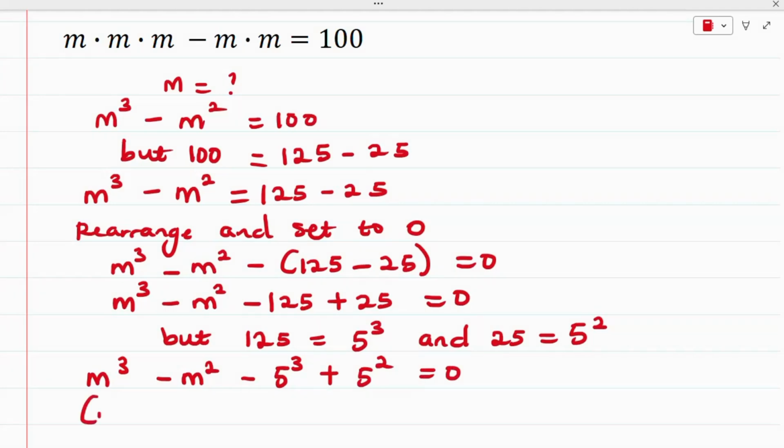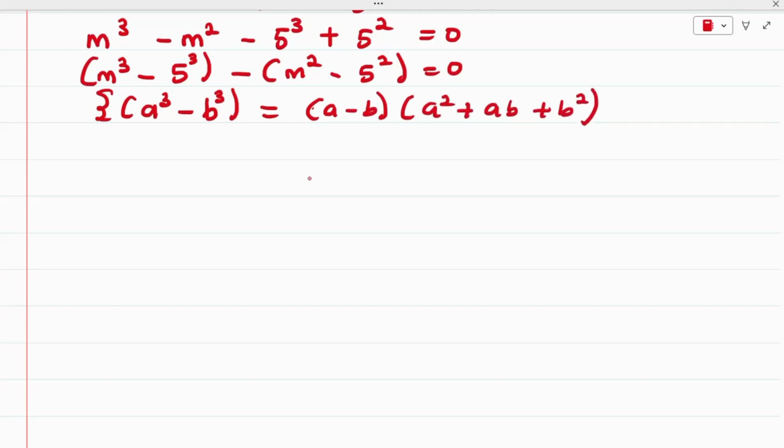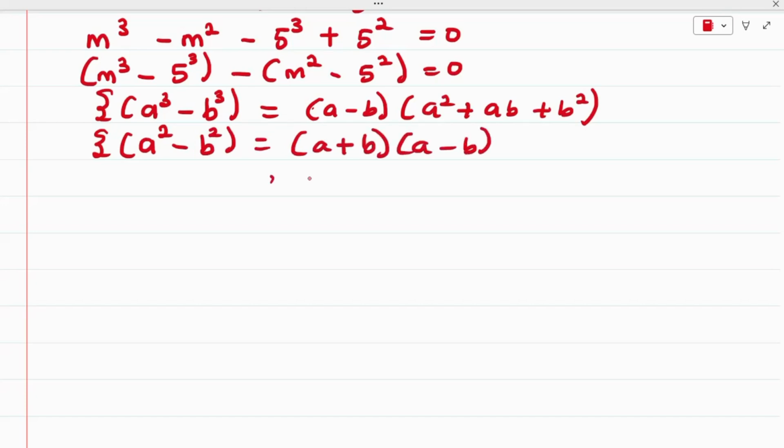So rearranging this, we have m raised to the power of 3 minus 5 raised to the power of 3 minus m raised to the power of 2 minus 5 raised to the power of 2, and this is equal to 0. So right here we want to simply apply the difference of cubes formula, and the difference of cubes formula is we have a raised to the power of 3 minus b raised to the power of 3. This is equal to a minus b into a squared plus ab plus b squared. So applying the difference of squares formula, that says if we have a raised to the power of 2 minus b raised to the power of 2, this is equal to a plus b multiply a minus b, and from here we have that a is equal to m and b is equal to 5.